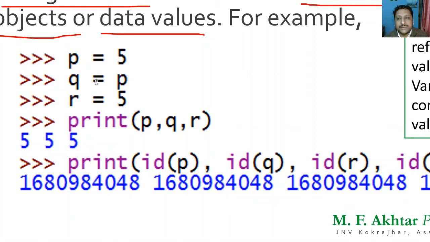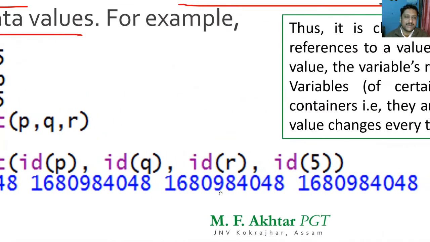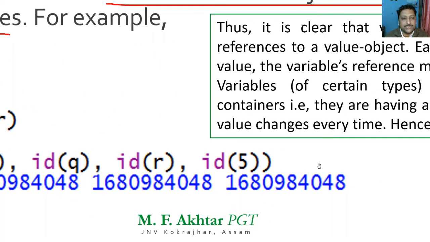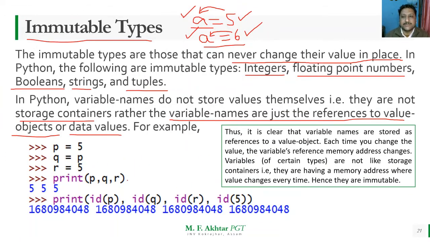So the value 5, whichever variable will contain the value 5, will reference to this address only. Hence it is understood that it is not changed. Okay, the same memory address is there. It means it is not changing. It is not changeable. Then it is an immutable data type. Okay.